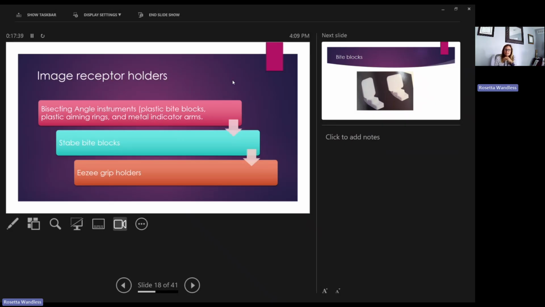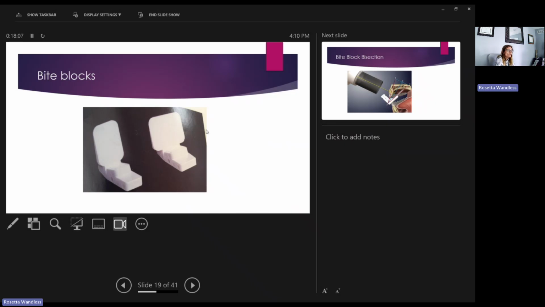For bisecting the angle instruments, we can use just regular plain plastic bite blocks, or styrofoam bite blocks, if they have plastic aiming rings or metal indicator arms. But typically for bisecting, we do not have rings or arms. So that's where a lot of the guesswork comes in. The Stabe bite blocks are a styrofoam or plastic looking bite block, and the Easy Grip holders. These are the Stabe bite blocks.